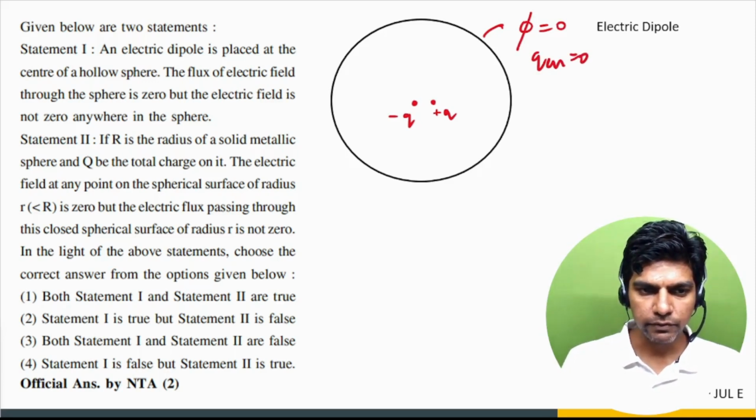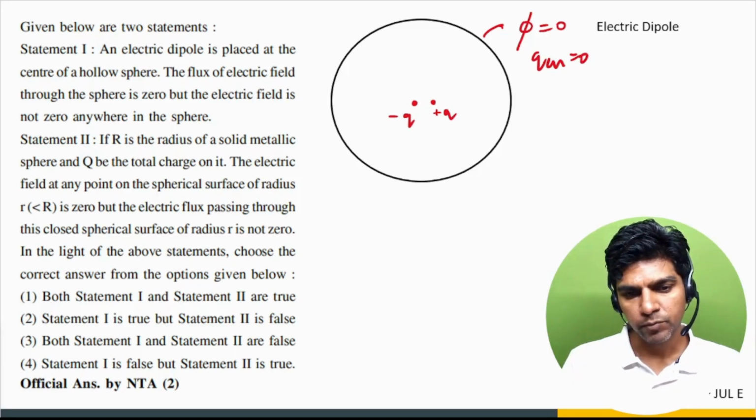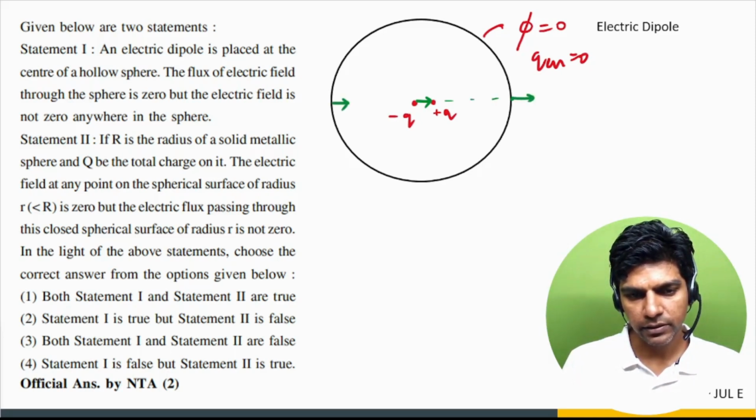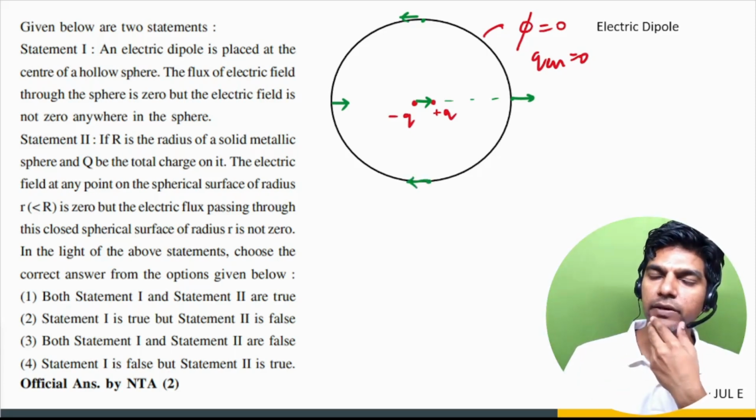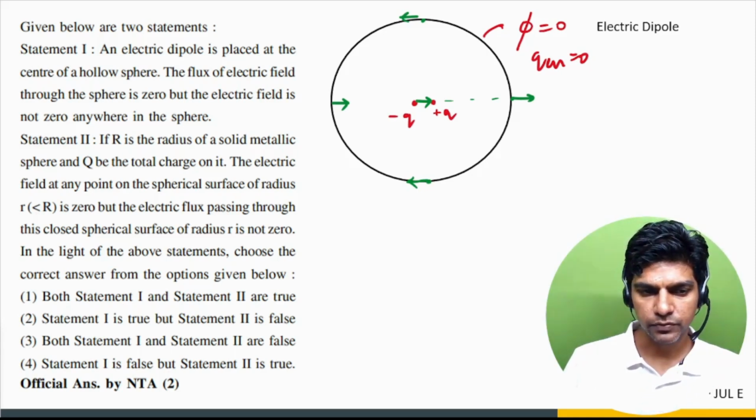But the electric field will have a non-zero value, right? For example, if this is the direction of the electric dipole moment, then at this particular point the electric field will be in the right direction. Here it is in the right direction. So at this particular point it is in the left direction, right? At this particular point it is in the left direction. So the electric field will have a non-zero value on the sphere, but the flux will be 0. Statement 1 is fine, that is correct.